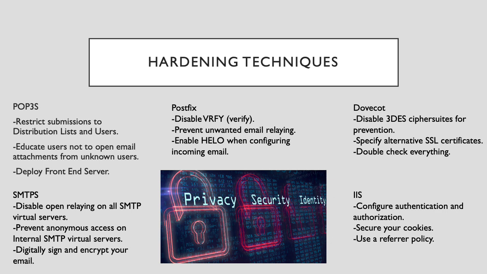Some hardening techniques for the SMTP server: you can disable open relaying on all SMTP virtual servers. Also prevent anonymous access on internal SMTP virtual servers, which means that you can only make certain users authorized. And then just make sure to digitally sign and encrypt your emails at all times to make sure that it is always protected.